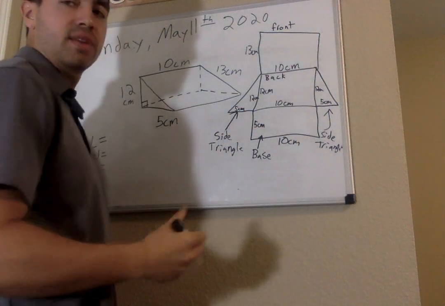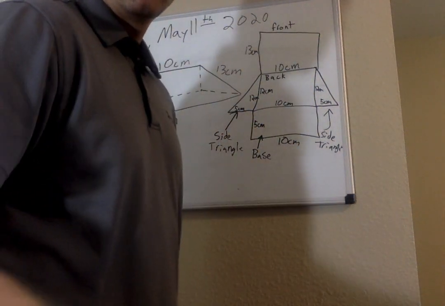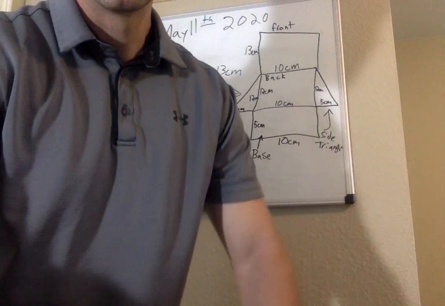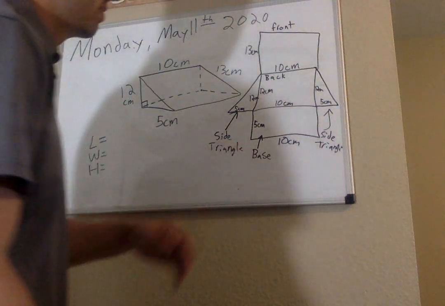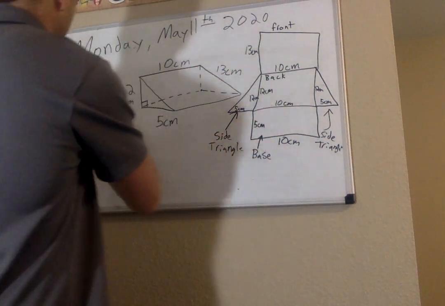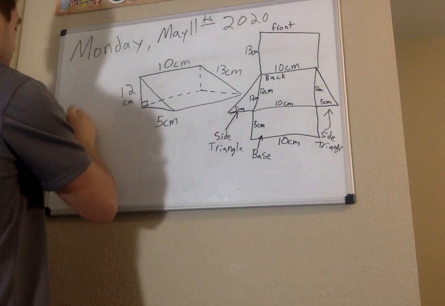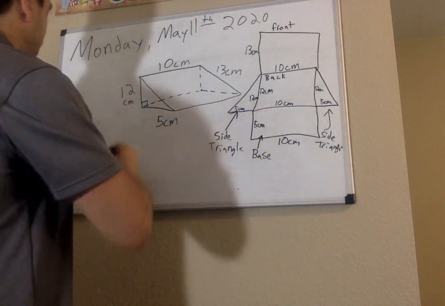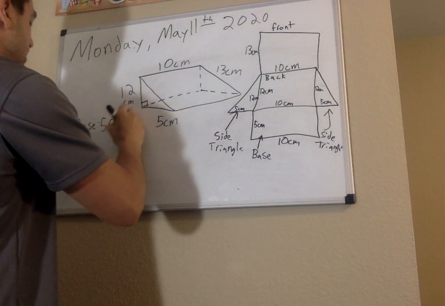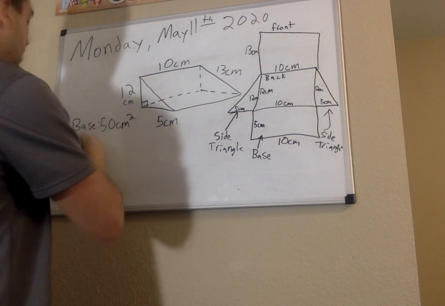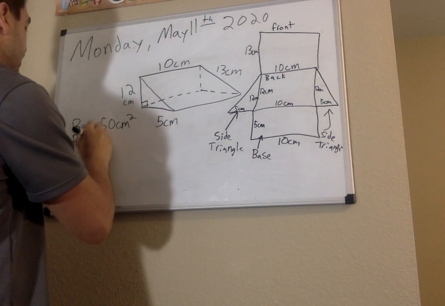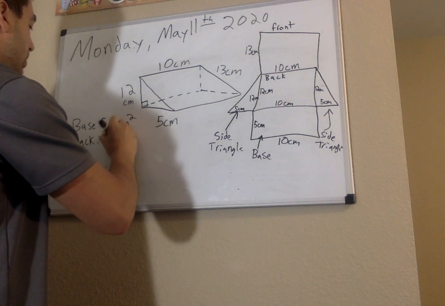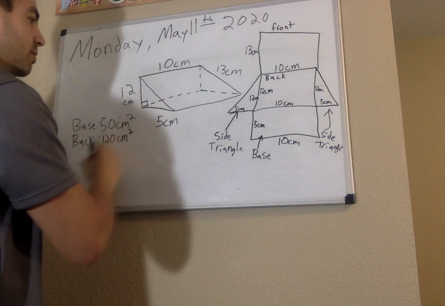So now, let's go ahead and find the area of each one. And I think my video camera just decided to pause itself for a second. Nope, there we go. I'm going to label these on the side. So I have my base, and that's going to be 10 times 5, which is 50 centimeters squared. I'm going to have the back, 10 by 12, which is 120 centimeters squared.